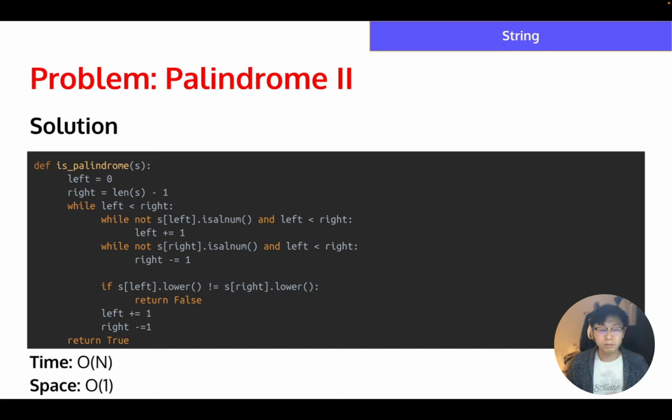So here we are incrementing the left index by 1 and decrementing the right index by 1. And repeat this until we either reach a conclusion that the string is not a palindrome, or we actually exit out of this loop and conclude that the string is indeed a palindrome.